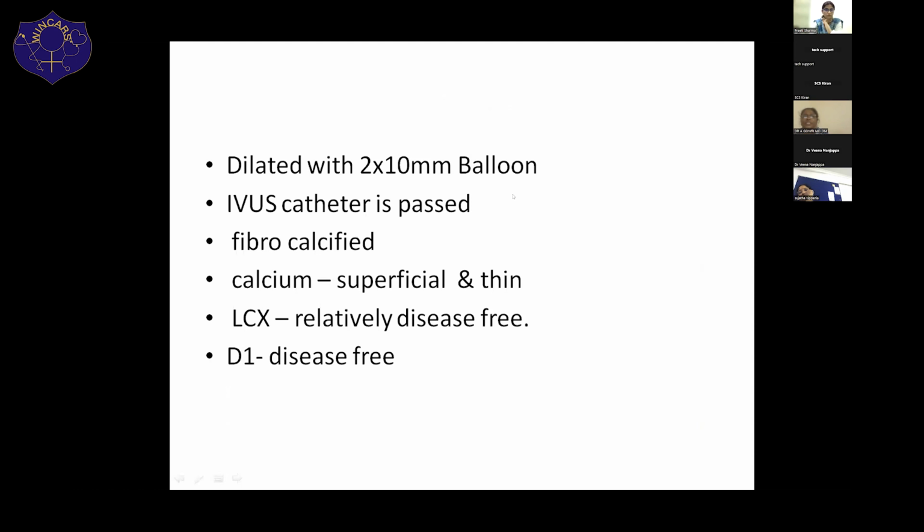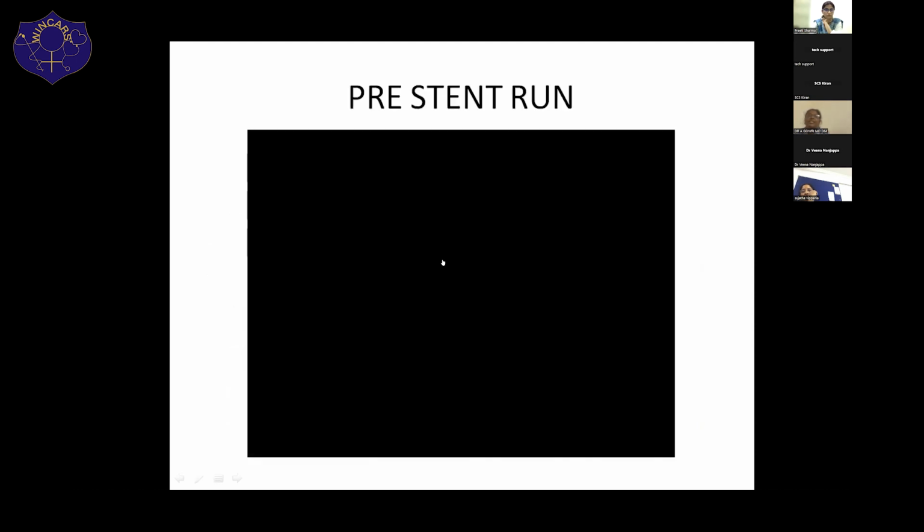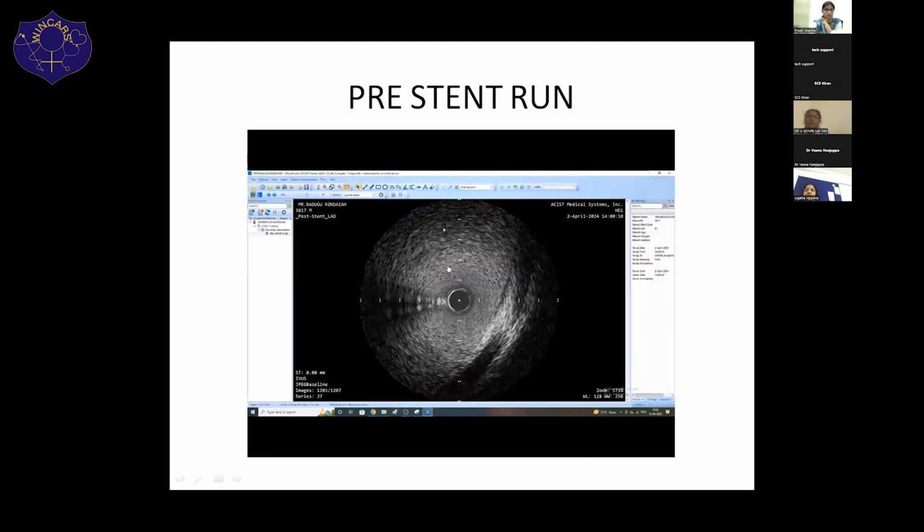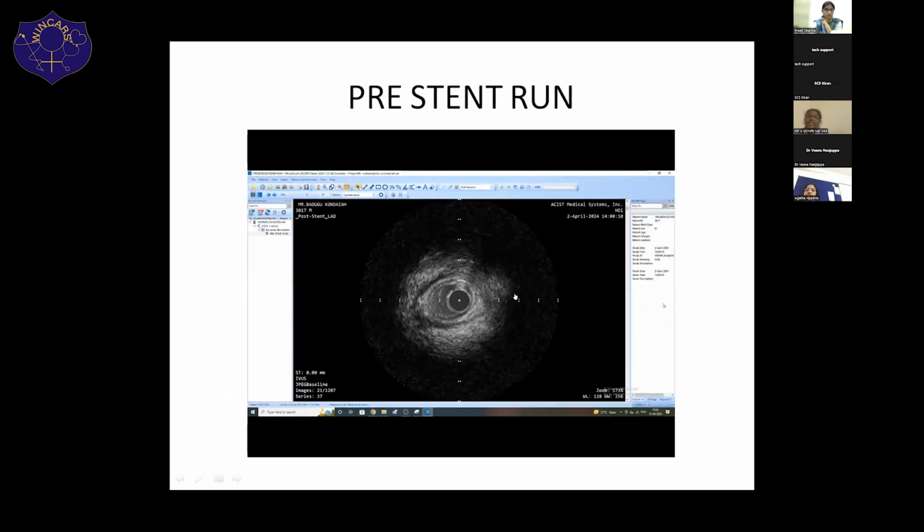After that, the IVUS catheter was passed, and it showed that the lesion was just fibrocalcified. The calcium was not very thick as we had assumed from the plain angio; it was superficial and thin. The LCX also seemed to be mildly involved at the ostium. It was not hugely involved, and the OM lesion was there.